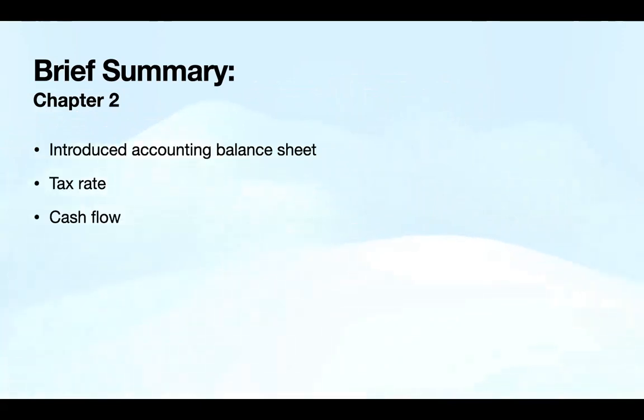When we move on to chapter two, it introduced some of the basics of financial statements, such as the balance sheet, other financial statements, taxes, and cash flows. And this book values an accounting balance sheet, which can be very different from market values. The goal of financial management is to maximize the market value of the stock.